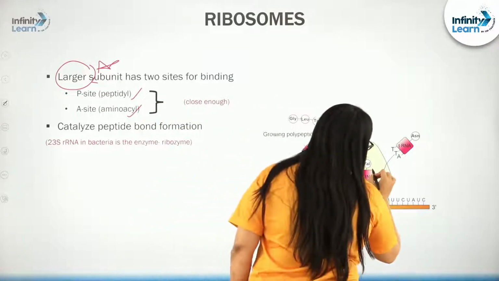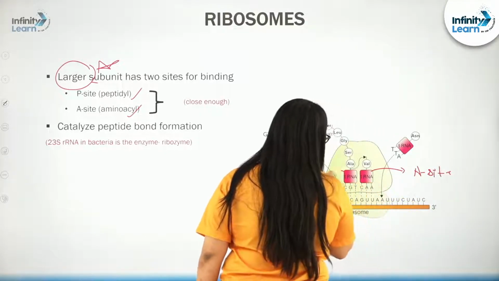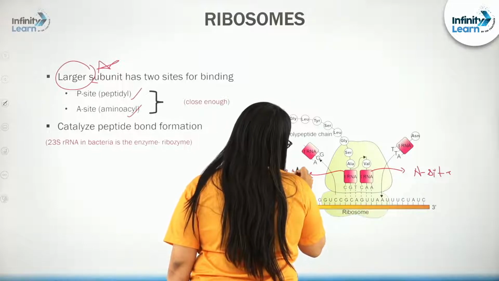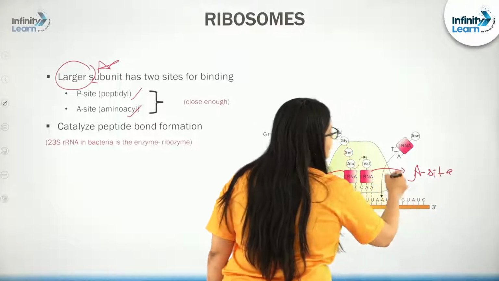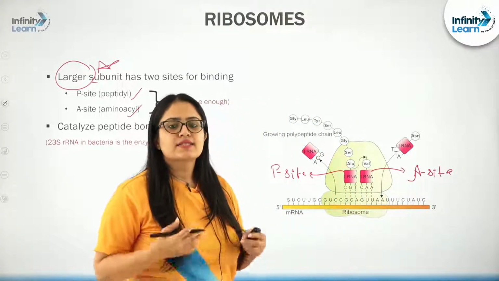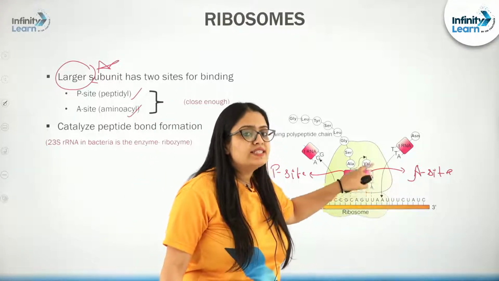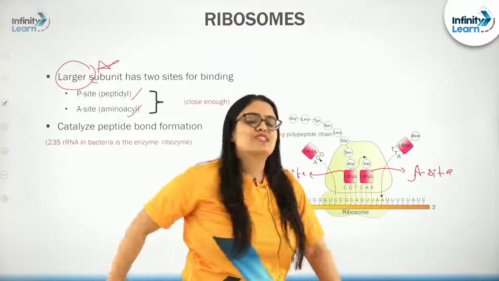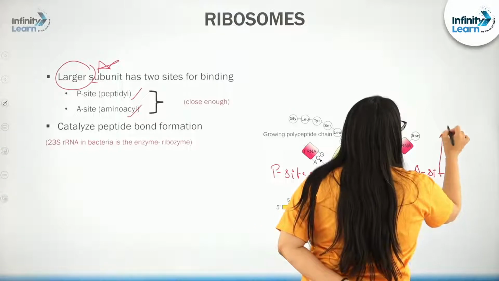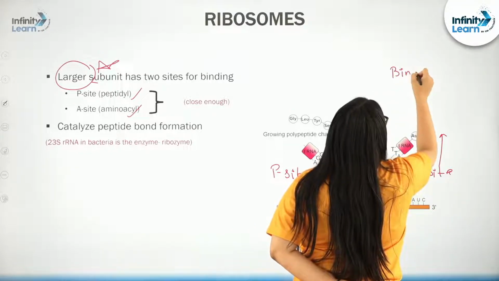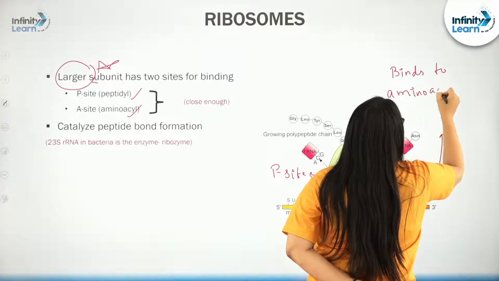So, see students, this one is the A site and this one is the P site, right. A is the aminoacyl site. That means here aminoacylated tRNA will enter. What are aminoacylated tRNAs? Let me write it for you. A site binds to aminoacylated tRNAs.